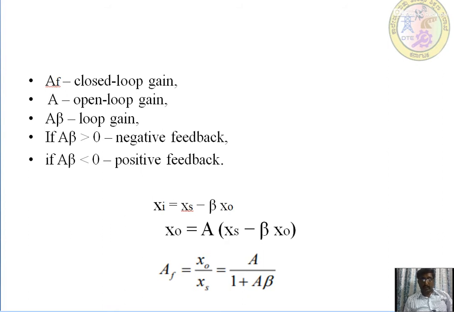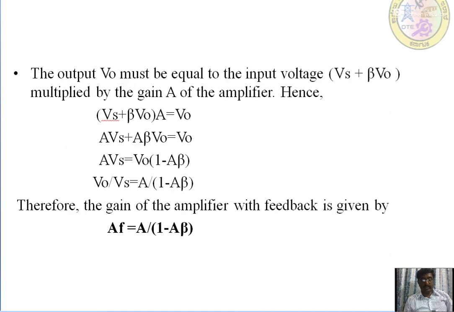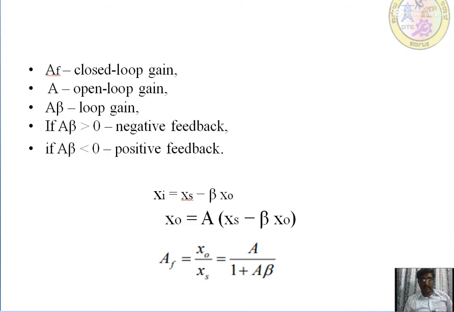The formula for this: xi is x minus beta into x naught. X naught is equal to A into xs minus beta into x naught. The formula for AF is x naught by xs, that is A divided by 1 plus A beta. This is the same as the previous derivation. AF is equal to A divided by 1 minus A beta in one case, and here it will be A divided by 1 plus A into beta.